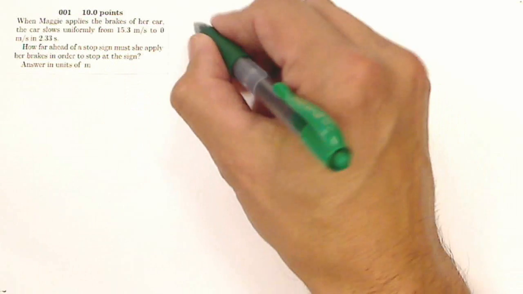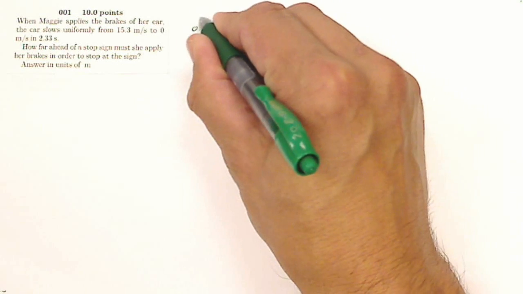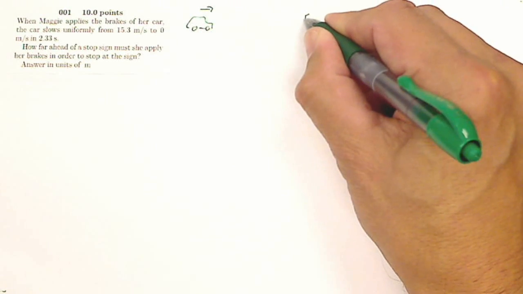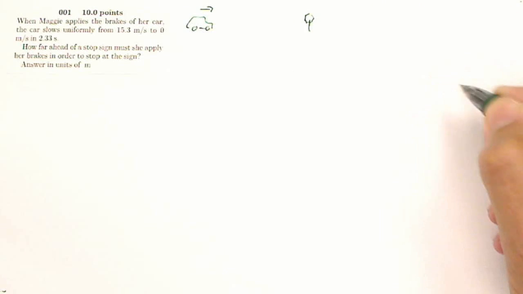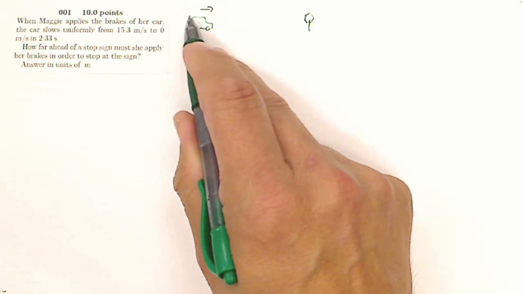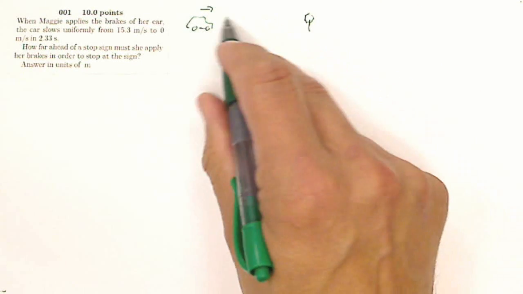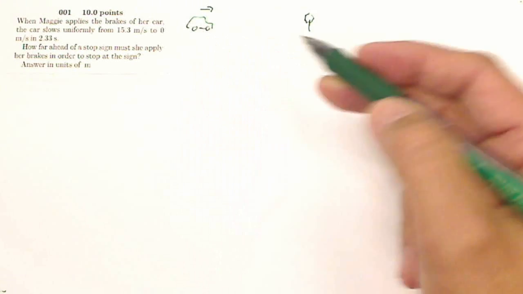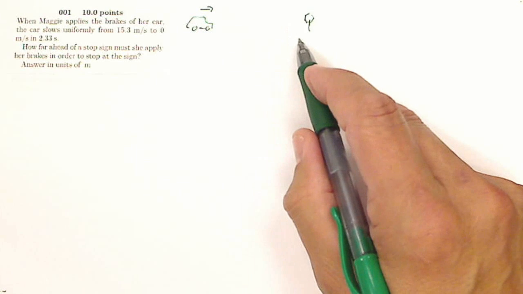So we've got a car that's zipping along at some speed, and it wants to slow down so that it can get to this stop sign and be at rest when it gets to the stop sign. So if it's moving to the right, it's going to have to accelerate to the left in order to slow down. In order to slow down, you accelerate opposite the direction you're going.